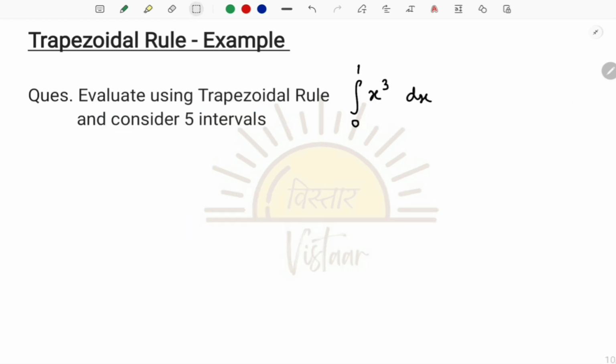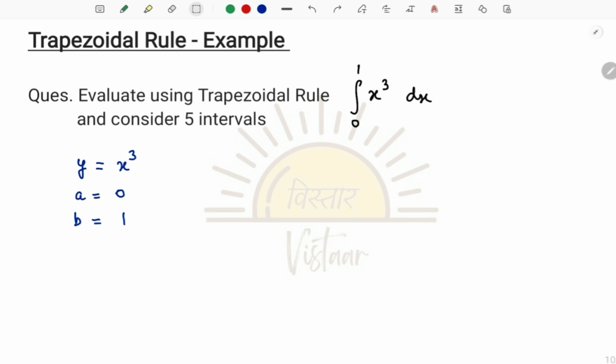So the first example is that we have to find the integral of x cube dx for the interval 0 to 1 and we have to consider 5 intervals. Let's first write what is y. So what is the given function y? It is x cube. So let's first write the given function y. Next, the limits are 0 to 1. So the value of a is equal to 0 and the value of b is equal to 1.